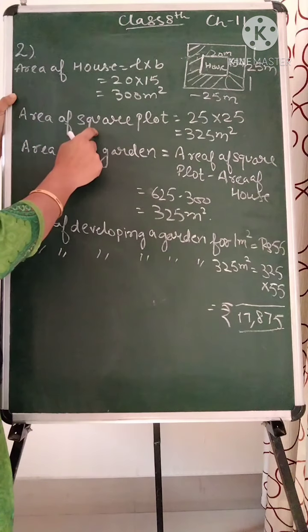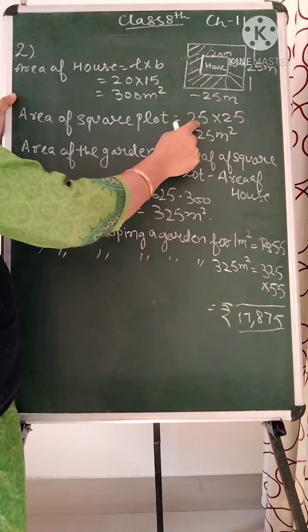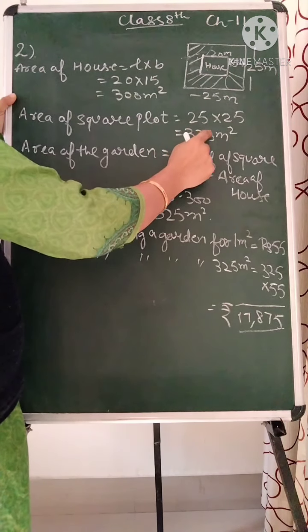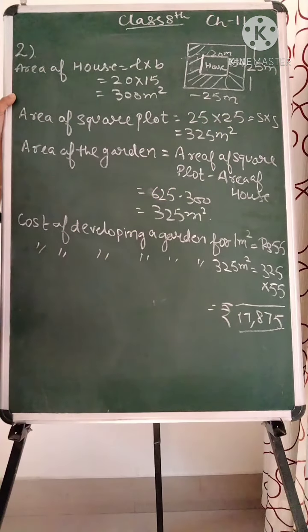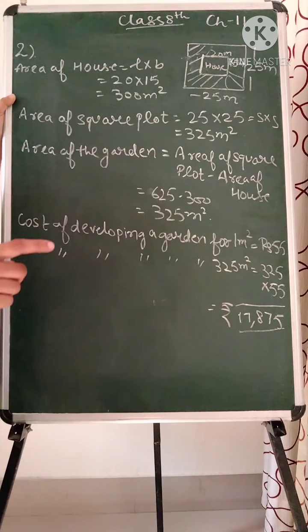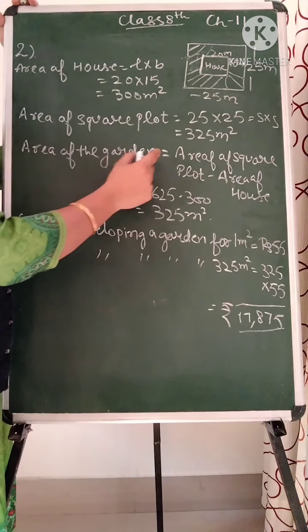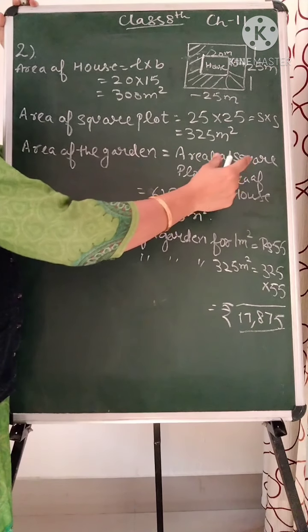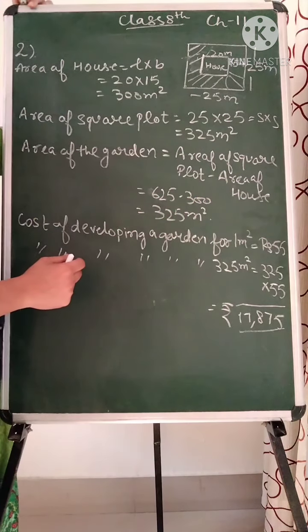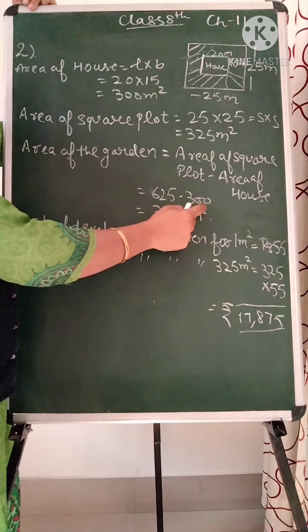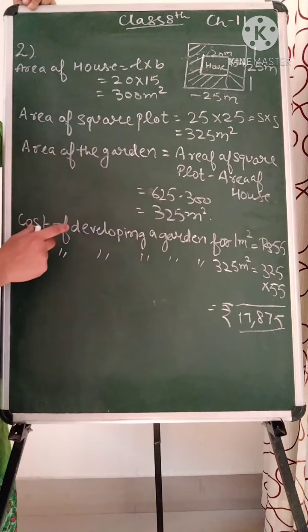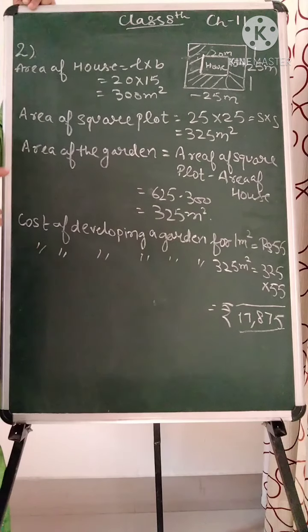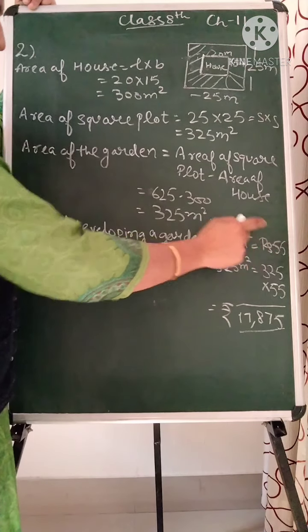Area of the square plot: the dimension is in the shape of a square, so the square formula is side into side. 25 into 25 is equal to 625 meter square. So area of the garden will be equal to area of the square plot minus area of the house. So 625 minus 300, your answer will be equal to 325.